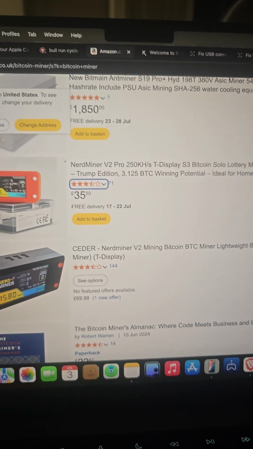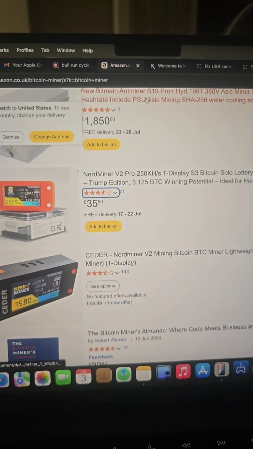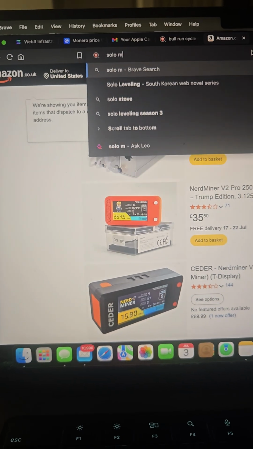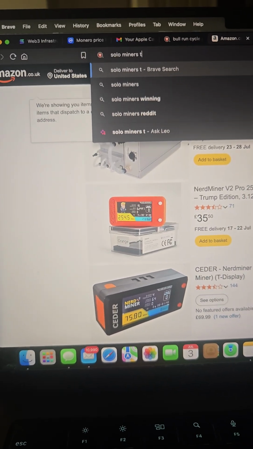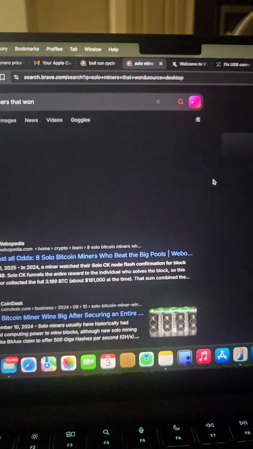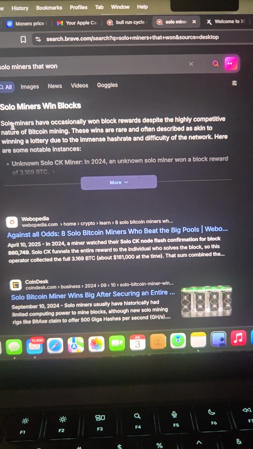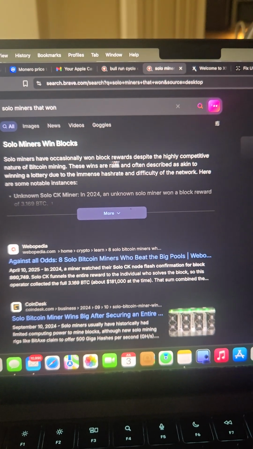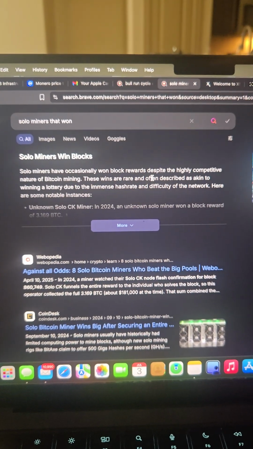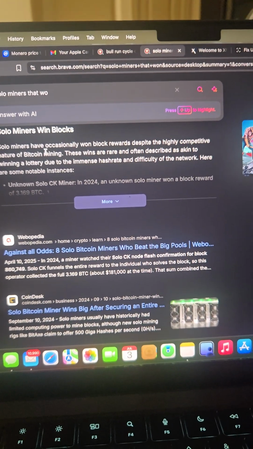You could get lucky. You could do solo mining, right? And what happens with solo mining, I'm going to give you an example. Solo miners that won, because it's a lottery system when it comes to mining. Every computer on the network is doing work. So watch this. Solo miners have occasionally won block rewards. I'm going to explain what a block reward is, but I'm going to finish reading this.